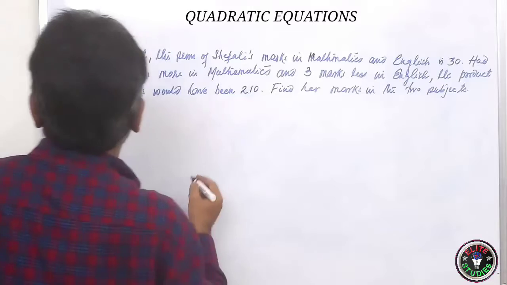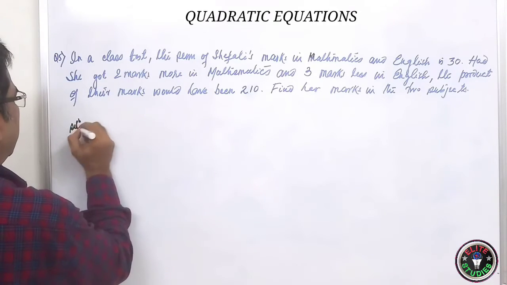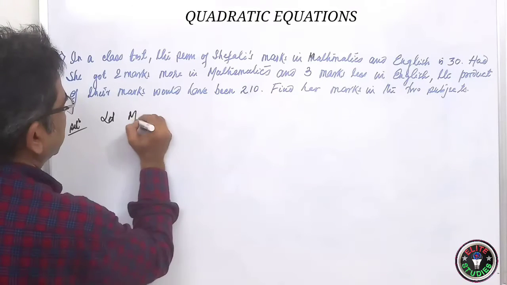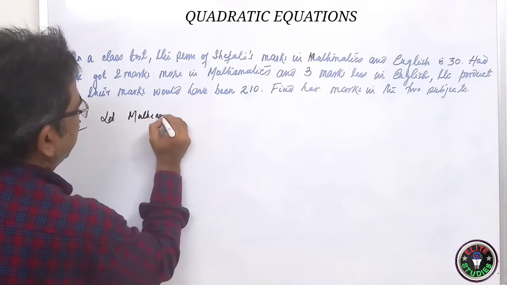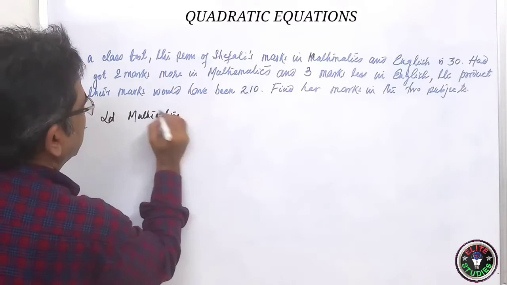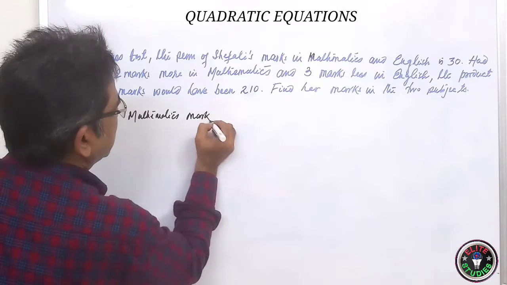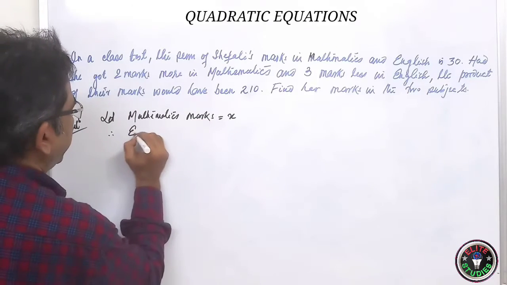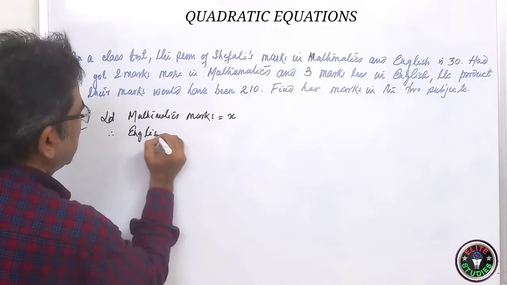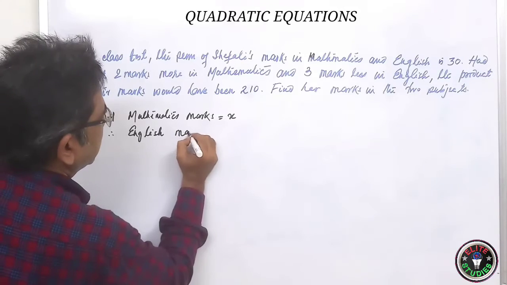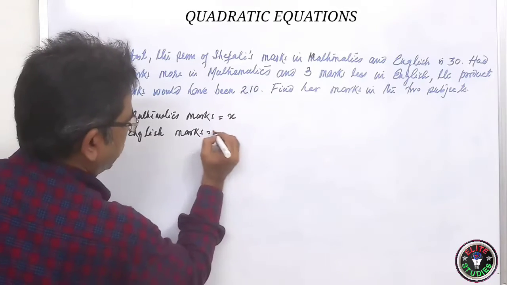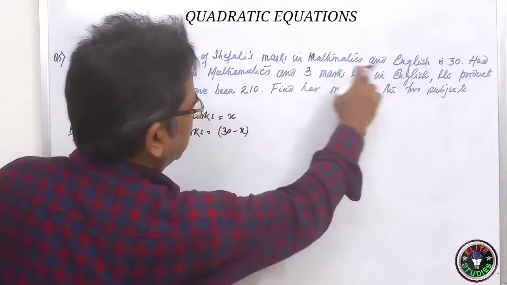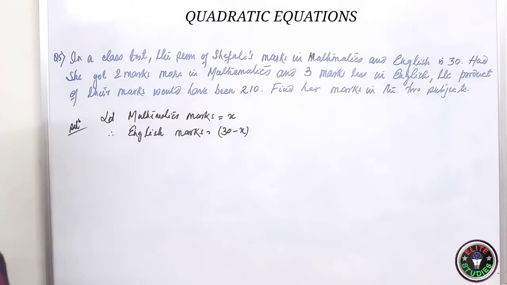So, solution. Let mathematics marks be equal to x. Therefore, English marks will be equal to 30 minus x according to the question, because the sum is 30.